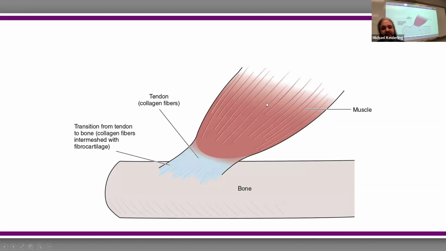So here's the muscle, then there's tendon, which is collagen fibers made from the connective tissue of the muscle, and it transitions into the bone where they intermesh with the fibrocartilage at the surface of the bone. Collagen fibers from the tendon intermesh with the collagen fibers of the fibrocartilage of the bone.